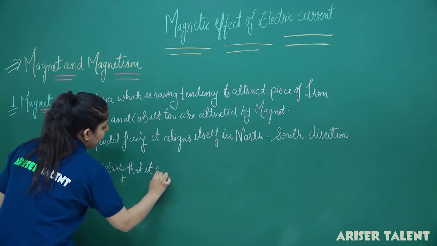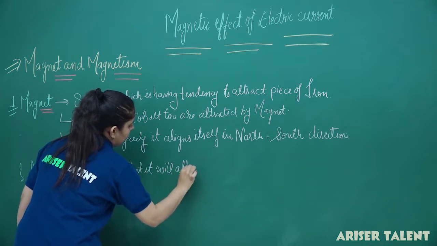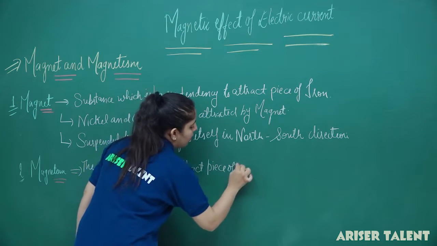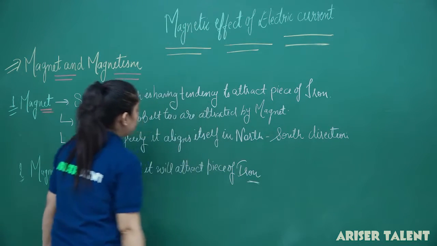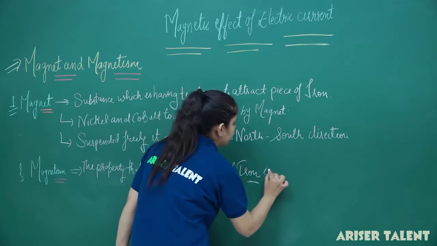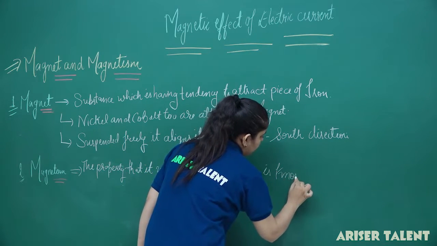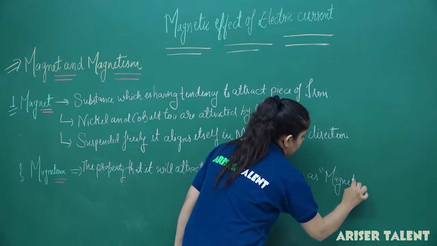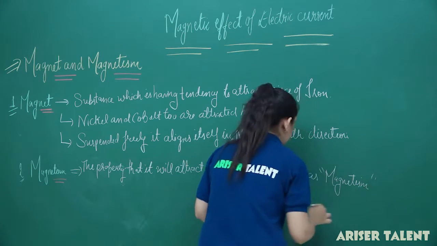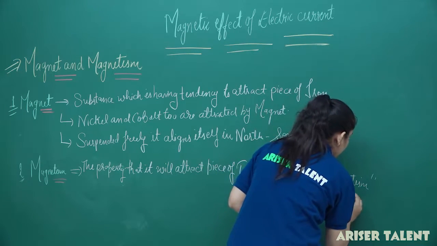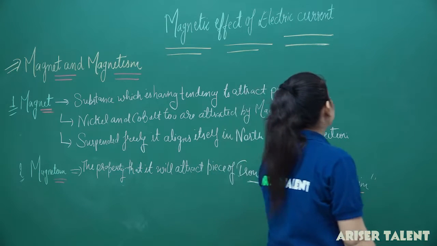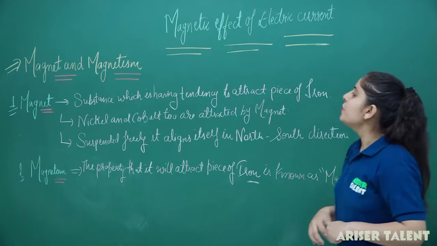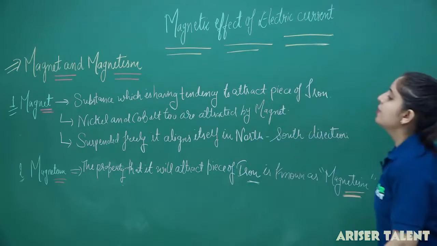The property that it will attract a piece of iron is known as magnetism. So this is what the magnet and magnetism is. So just copy these definitions from here so we can proceed to the next part of the chapter.